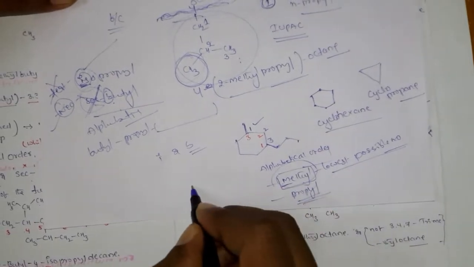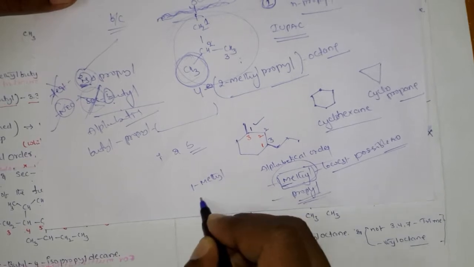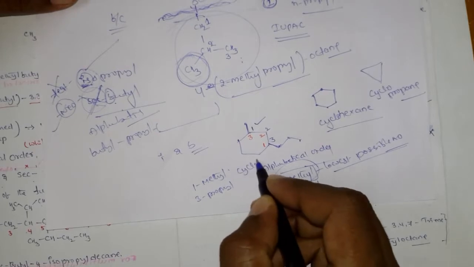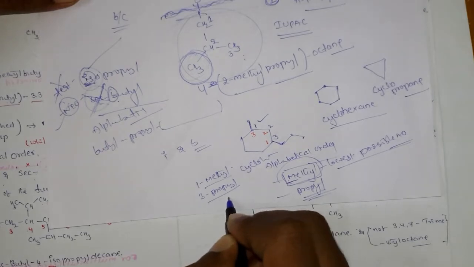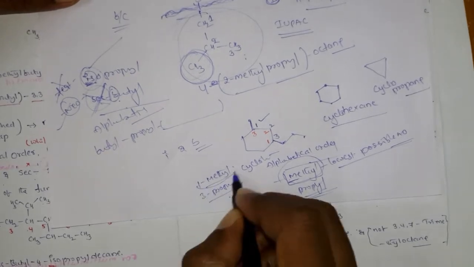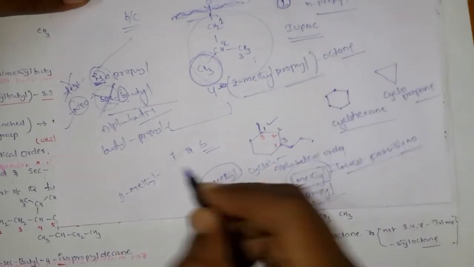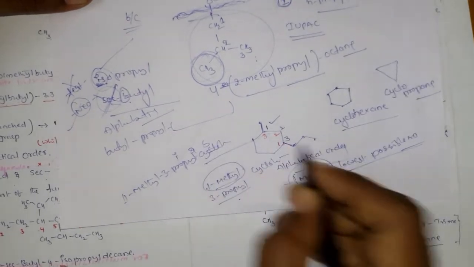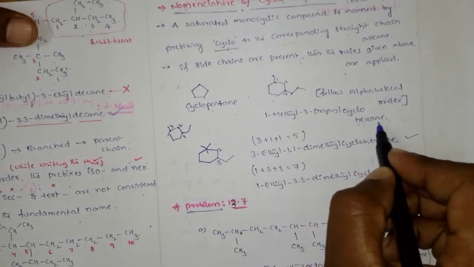So what is the numbering here? The numbering is 1 methyl and 3 propyl. What is the name? It is a cyclohexane. In this, what do we write first, methyl or propyl? Here also you have to follow the alphabetical order, so first write 1 methyl, next 3 propyl, cyclohexane. 1 methyl, 3 propyl, cyclohexane.